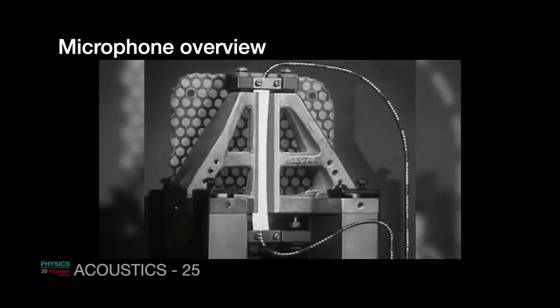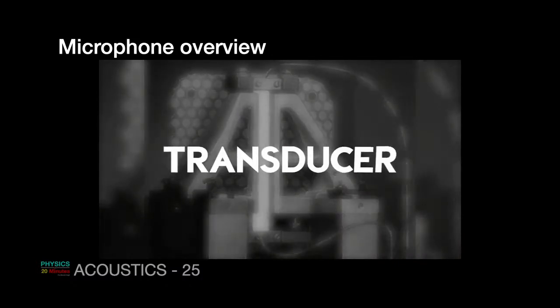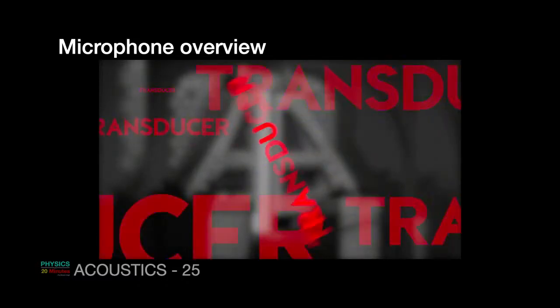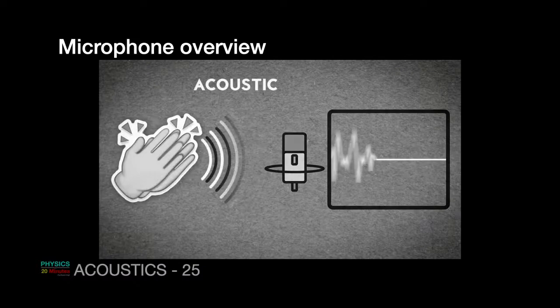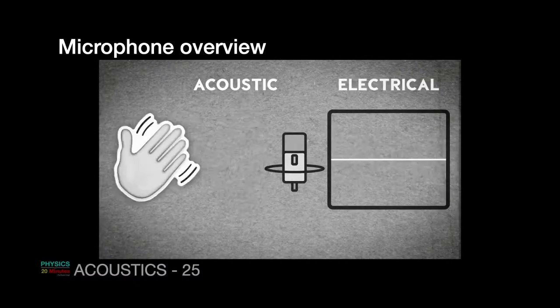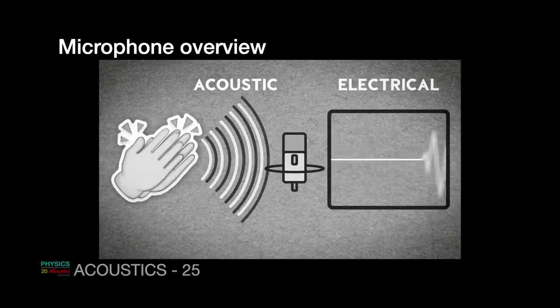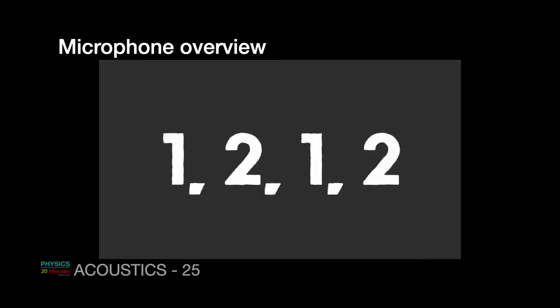Microphones are a type of transducer. A transducer is something that converts energy from one form to another. In this case, they're taking sound waves and turning them into electrical energy. 1, 2, 1, 2. Check, check.